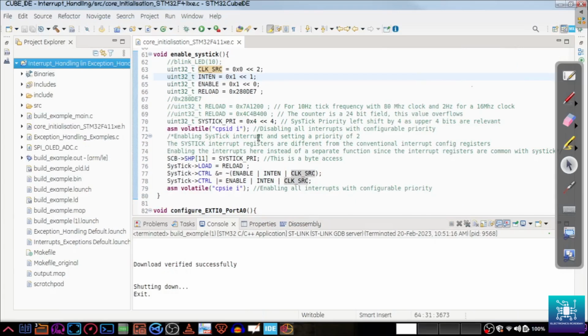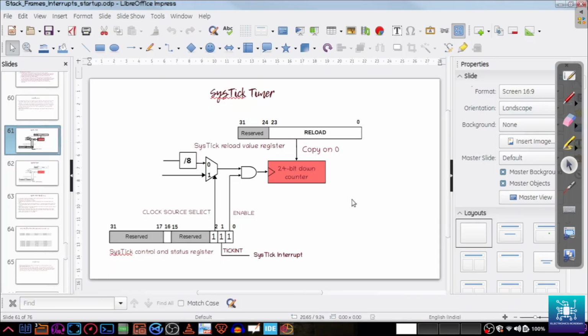Now coming to the function where we enable the Systick and configure it. So let's get back to the diagram that we saw on the presentation. So we will be enabling the Systick, we'll be configuring the Systick control and status register, and we will be working with the Systick reload value register. So these are the two main registers that we are going to be working with in this particular function.